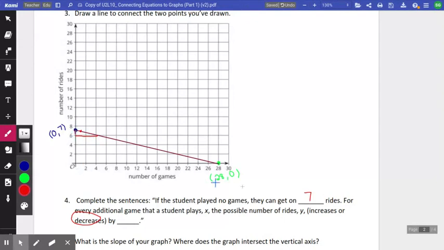Figure out what that means for each game. After 4 games, it's gone down 1 ride. It means after 1 game, it's gone down 1/4, or that could be 0.25. So you could think of it as 0.25 or 1/4, whichever one you prefer.